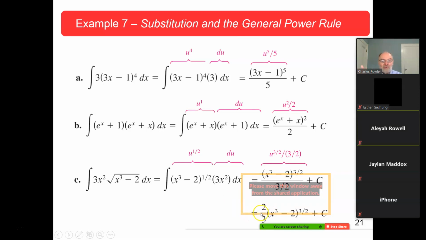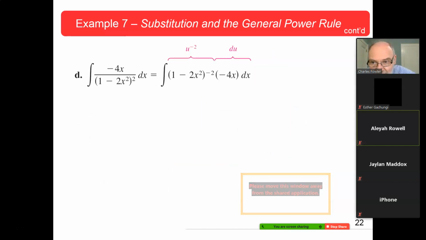So here's your answer: 2/3, which is the inverse of 3 halves, times x cubed minus 2, that was your u, raised to the 3 halves power plus c. Don't go back and put it in radical form. I see no reason for that. Leave it in exponential form. It's so much easier to write, and you don't have the confusion of what you cube here. It really doesn't matter, but you don't have that to worry about. All right, any questions on the C part? Anybody?